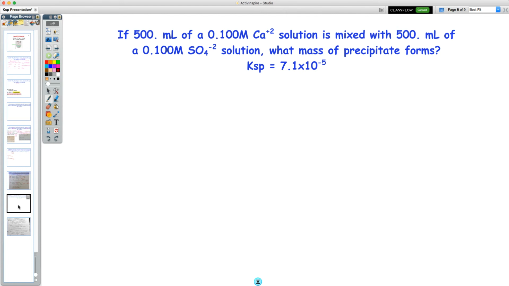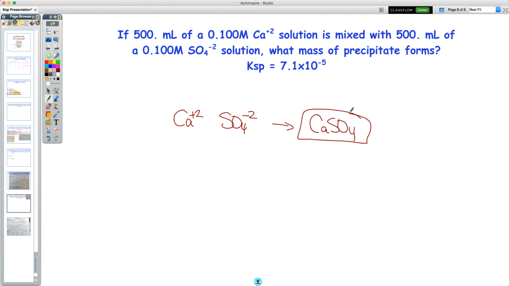So what they're doing is giving you the molarity and volume of two solutions that are mixed together to form a precipitate. In this case, our ions are calcium 2 plus and sulfate 2 minus. So really what we're making is calcium sulfate, right? That's going to be our precipitate that we're looking for in solution. They also gave us the Ksp of 7.1 times 10 to the minus 5.